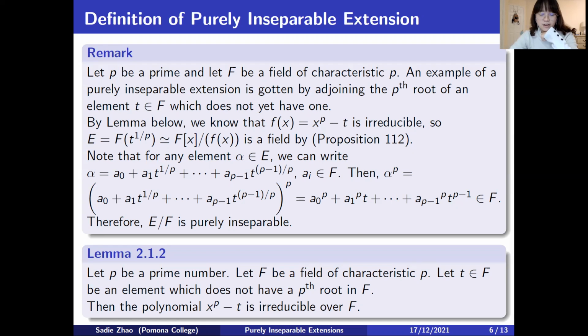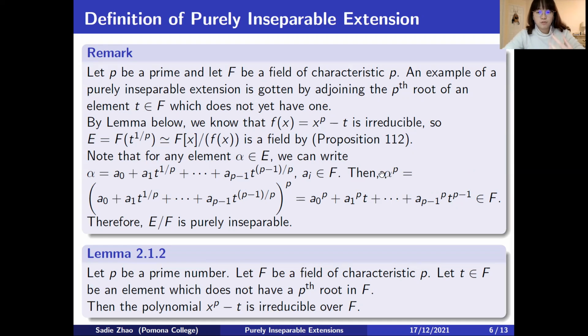So by Lemma 2.1.2, we can see f(x) equal to x to the power of p minus t is irreducible. Therefore, it is the minimal polynomial for the p-th root of t. Then we can consider E, the simple extension generated by the p-th root of t, which is actually a field. For every element alpha in E, we can write it as a linear combination of powers of the p-th root of t, where the a_i are in F.